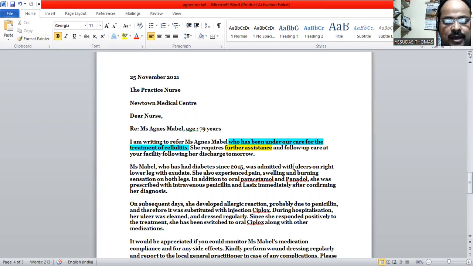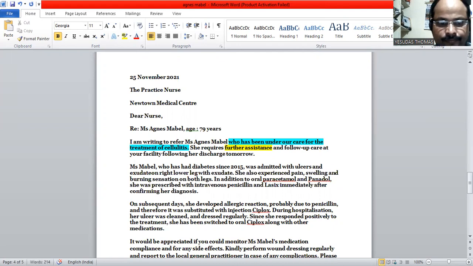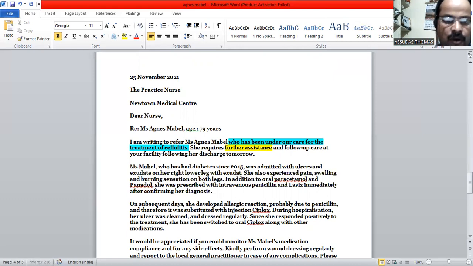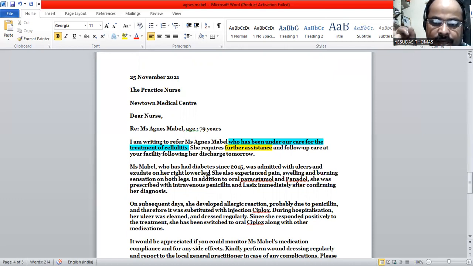So we have two widths there. Miss Mabel, who has had diabetes since 2015, was admitted with ulcers and exudate on her right lower leg. So now we have got the correct construction. Was admitted with ulcers and exudate on her right lower leg. She also experienced pain, swelling, and burning sensation on both legs. That was the condition when she was admitted.